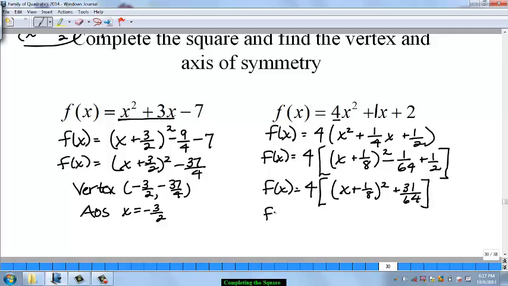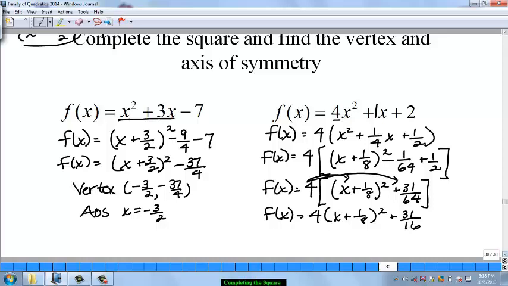Now the last part, this is the tricky part, you have to distribute this. So this part's easy. Everybody kind of remembers, it's going to be x plus 1/8 squared. But now when I multiply this by 4, and you can multiply this in your calculator if you'd like, you can do 31 over 64 times 4, you're going to end up with plus 31 over 16. Please don't forget the second distributive.